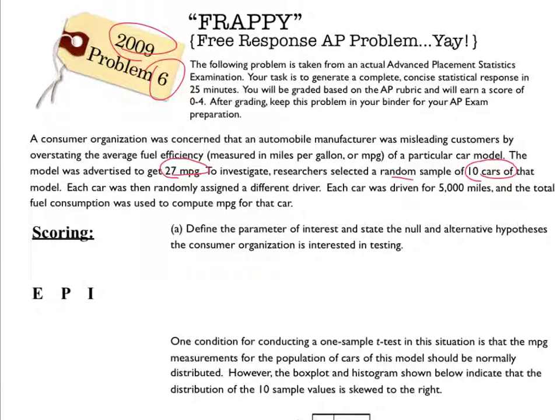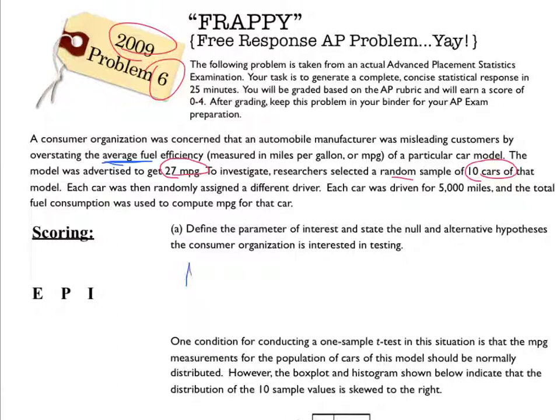And their first question says, define the parameter of interest and state the null and alternative hypotheses. The parameter of interest is always going to be your mu or your p. Either you're finding an average or you're finding a proportion. And in this case, we're talking about an average. It says the average fuel efficiency right up here. So the keyword average gave that away.